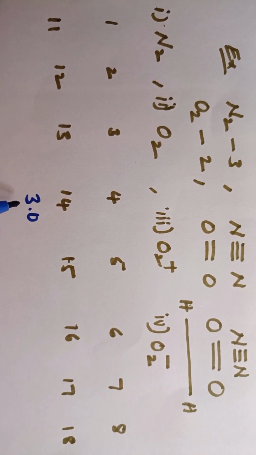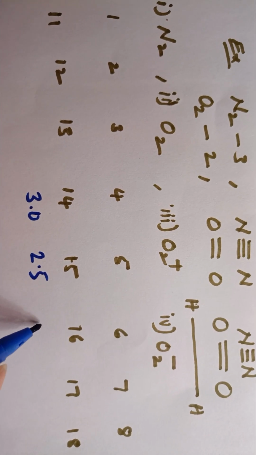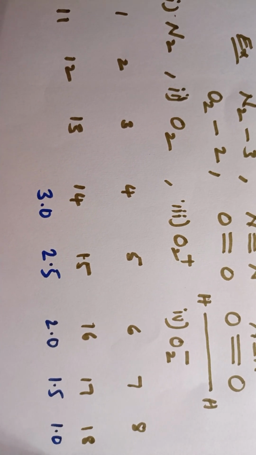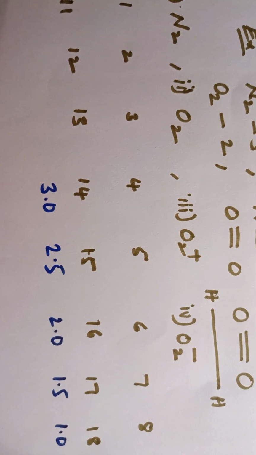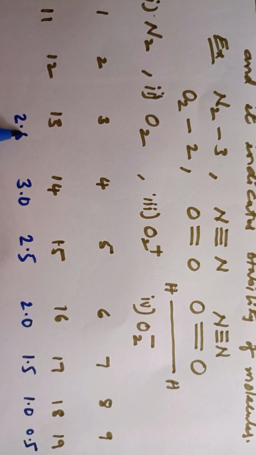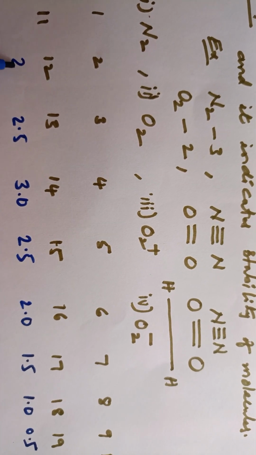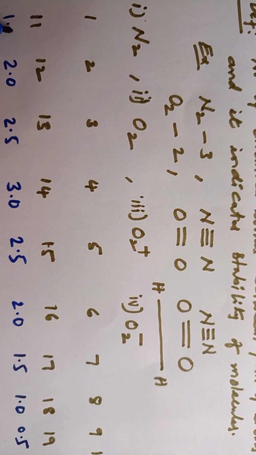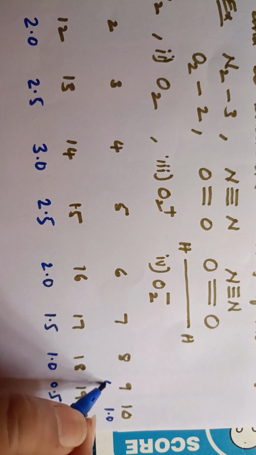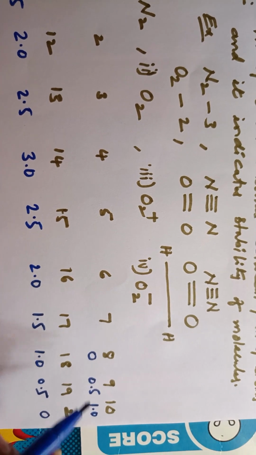Okay. Now from 3, you decrease 0.5, that is 2.5. Again decrease 0.5, 2.0, 1.5, again decrease 0.5, 1.0, 0.5, finally 0. Like this you write left hand side also. Here 2.5 for 13 electrons. These are the bond orders, and these are the number of electrons in that molecule. Here 2.0, and again decrease 0.5, 1.5, 1.0, again decrease 0.5, again decrease 0. Okay? Up to 0 we come.